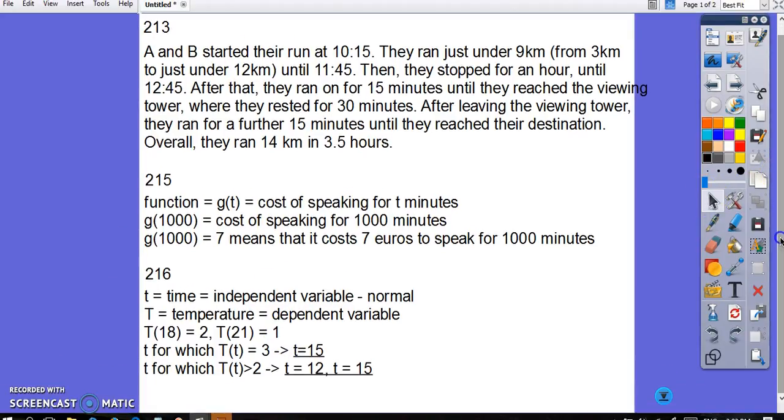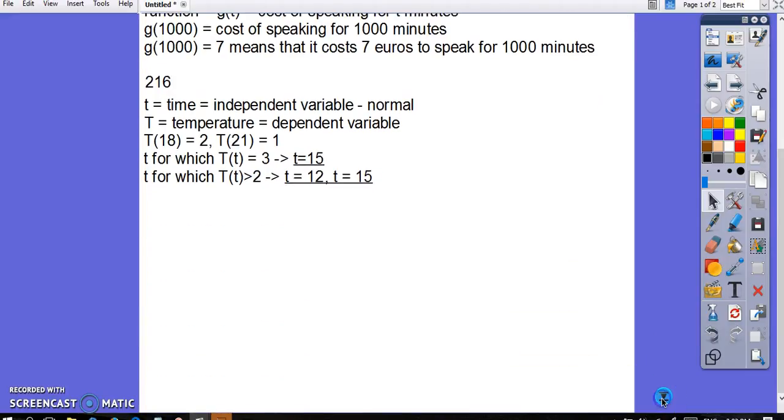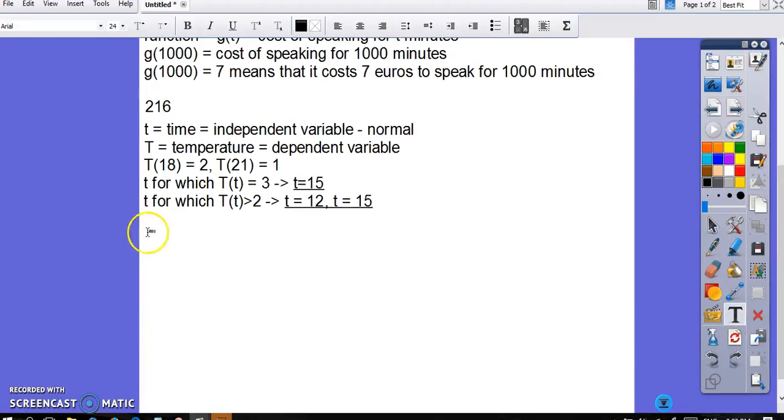Let's move on to the next one, 217. Now in 217 we have 3 different relationships, and the book asks us, can they be considered as functions? And the answer for all 3 is the same. Yes, they are all functions. They can all be considered as functions.